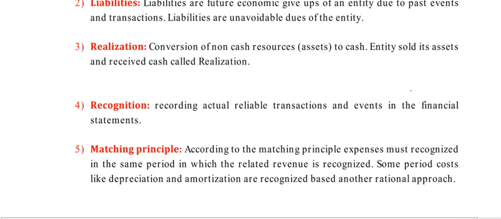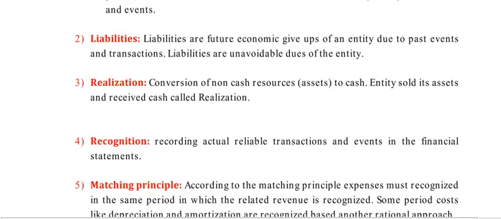Next is liability. Liabilities are future economic give-ups. We are giving back to other parties from our organization. Liabilities are duties of the organization, future economic give-ups of an entity due to past events and transactions. We already purchased goods from another company, so we have to pay back now. These are our duties, and we are responsible for payment of the liabilities. Liabilities are unavoidable dues of the entity; we have to pay, that's it.